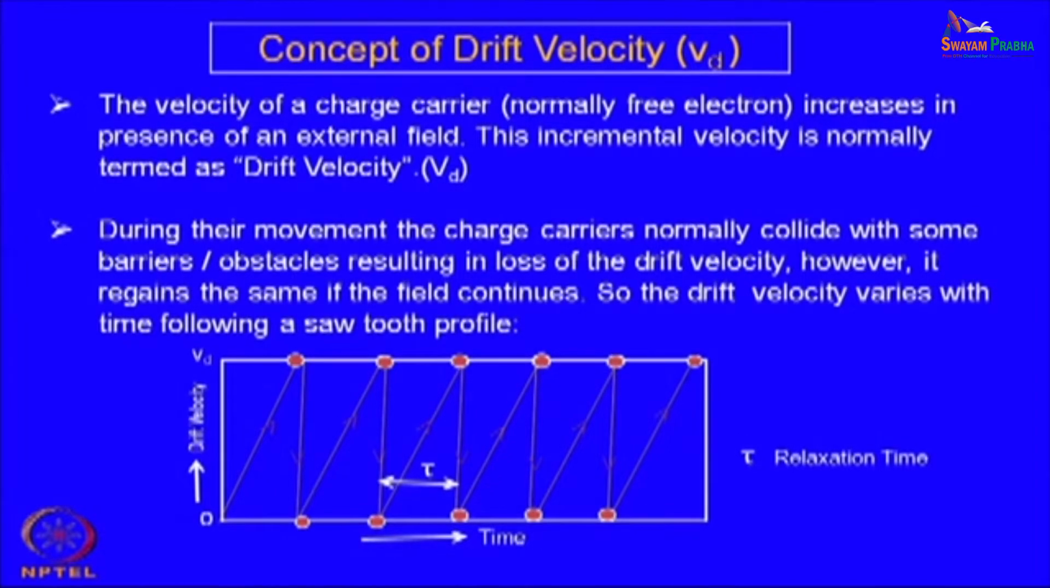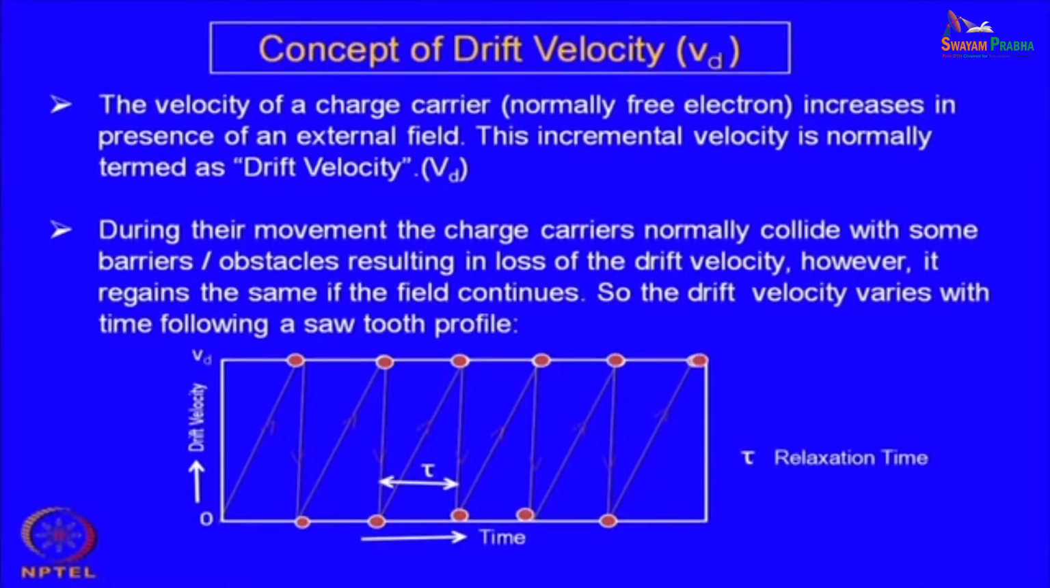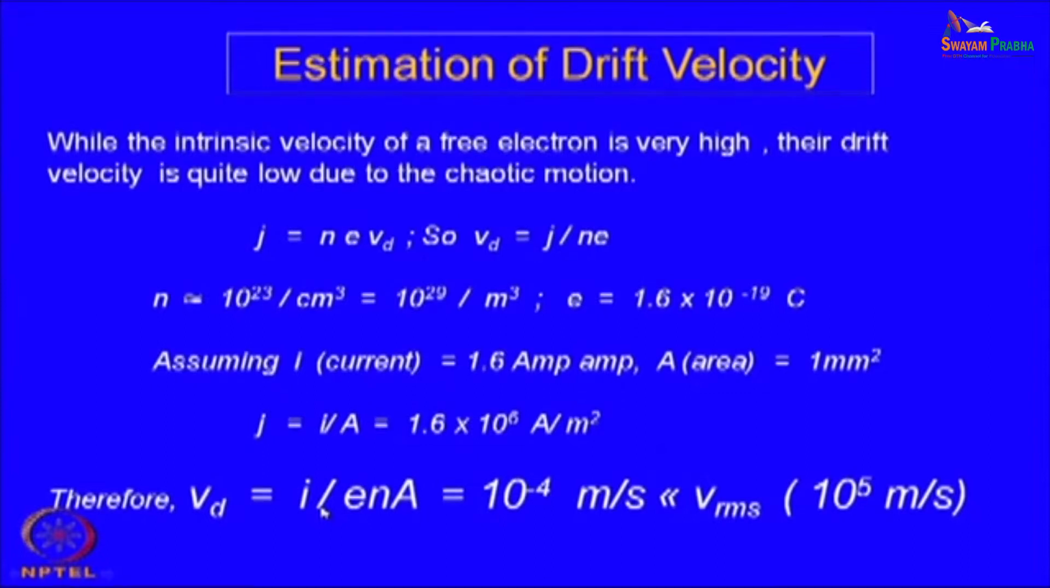So, that is the reason sometimes the drift velocity has been defined as the average velocity between two consecutive collisions. There are a large number of collisions taking place, either with the electrons themselves or with the ion core. It is moving where the ion core is also there, the positively charged ion cores. So, this is how it happens.